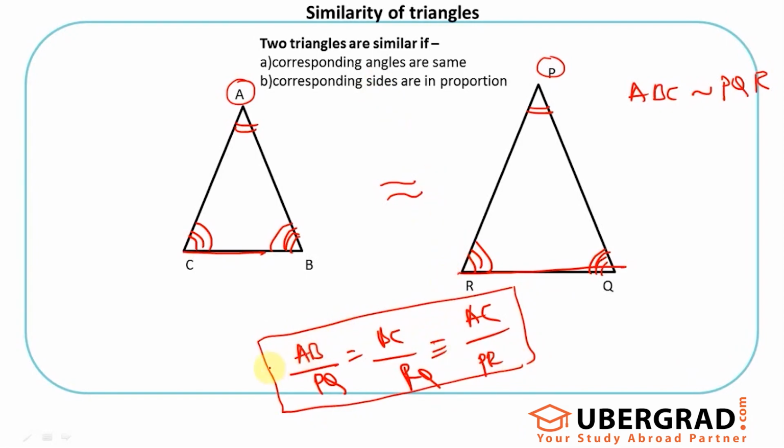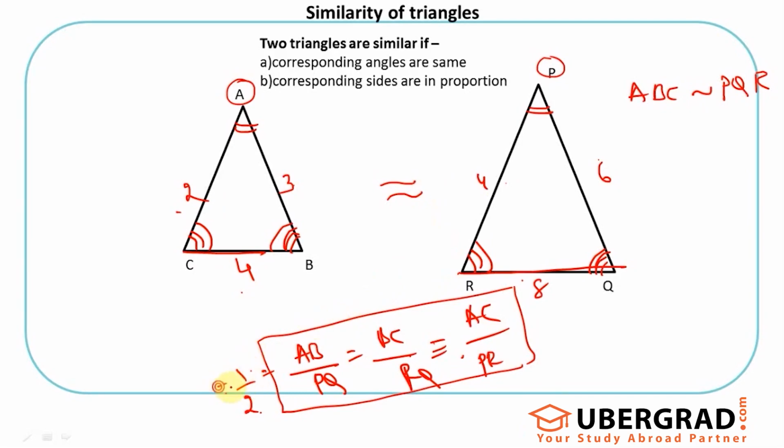I don't know, it could be 1 by 2. That means if AB is 3 and this is 6, and if this is 8, this has to be 4, and if this is 2, this has to be 4. So 3 by 6 is 1 by 2, 4 by 8 is also 1 by 2 and 2 by 4 is also 1 by 2. Then these two triangles are similar.